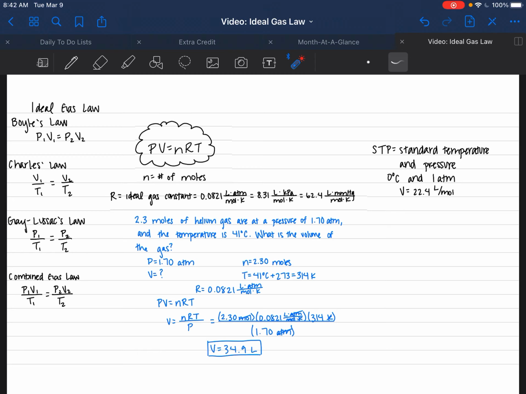Now notice something here. We have moles at the top, moles at the bottom of our R. Kelvin at the top, Kelvin at the bottom of R. And atmospheres at the bottom, and atmospheres in our R value. So all we are left with is the liters in that R value. That's why it has so many units and looks kind of convoluted, because they will all cancel out except for the one that you are solving for. So in this case, we get our volume to equal 34.9 liters.